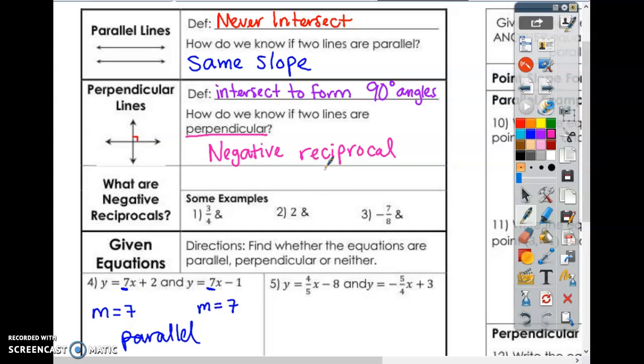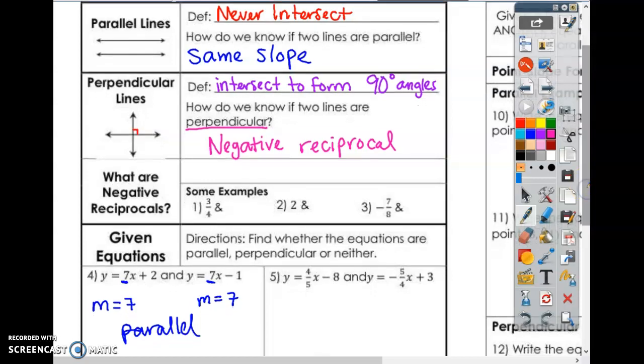And you're probably thinking, well, what's a negative reciprocal? Some of you have already seen or remember what a reciprocal is. A reciprocal is when you flip, right? A negative reciprocal is the complete opposite. So you're going to change the sign and flip the fraction. We're going to do two things: change the sign, make sure that the signs are different, and flip the fraction.